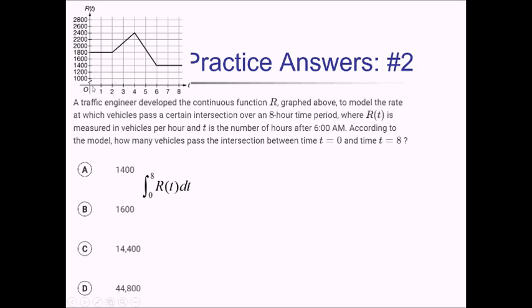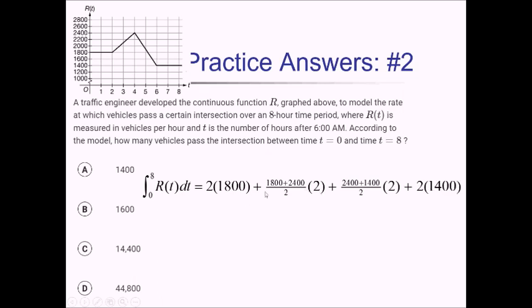The first shape from 0 to 2 is a rectangle with a base of 2 and a height of 1,800. So we're multiplying those. And then the next thing I've got here, it looks like a trapezoid from 2 to 4. So I have a base of 1,800 plus a base of 2,400 divided by 2 times a height of 2. Next, another trapezoid. We've got a base of 2,400 plus a base of 1,400 divided by 2 times a height of 2. And then finally a rectangle from 6 to 8. So base of 2, height of 2,400, or actually 1,400.